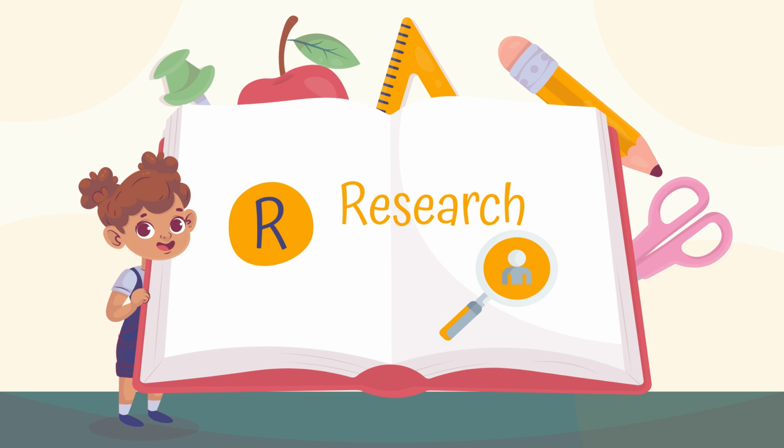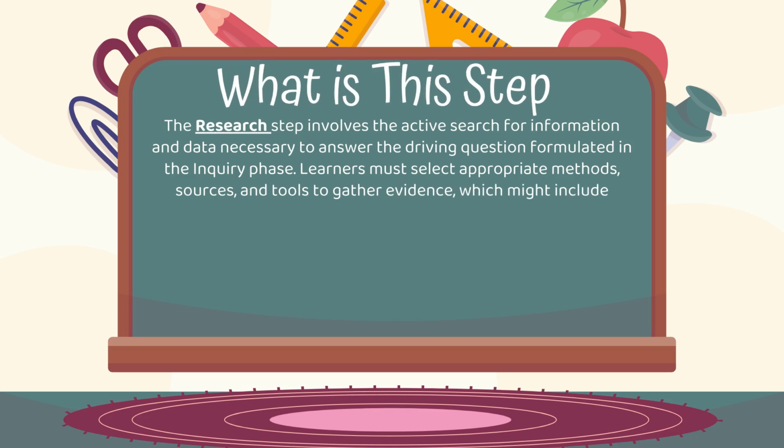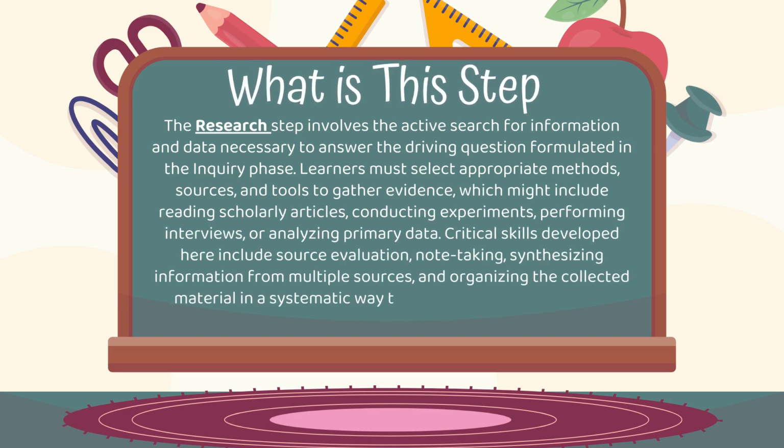Next is R for research. The research step involves the active search for information and data necessary to answer the driving question. Learners select appropriate methods, sources, and tools to gather evidence, which might include reading scholarly articles, conducting experiments, or analyzing primary data. Critical skills developed here include source evaluation, note-taking, and organizing the collected material in a systematic way to build a foundation for their eventual answer or solution.